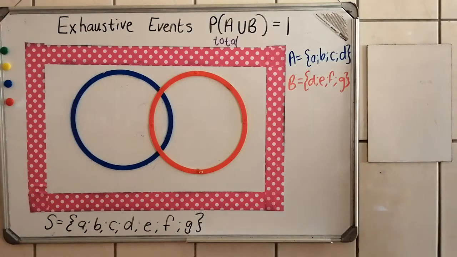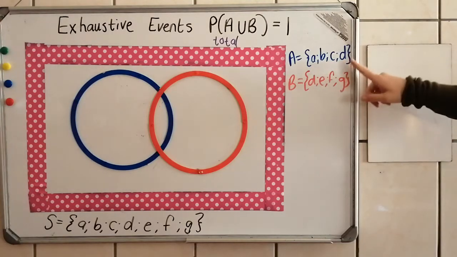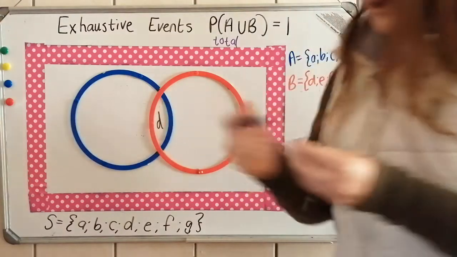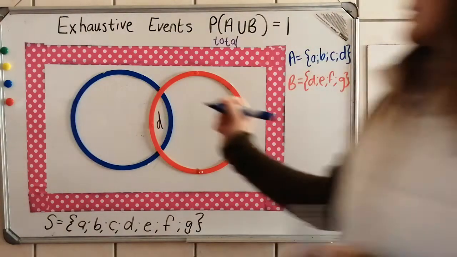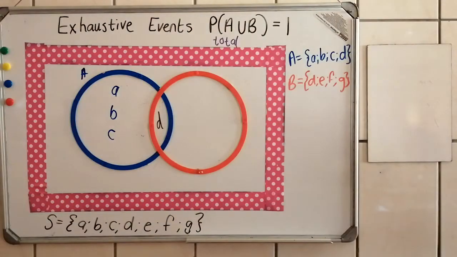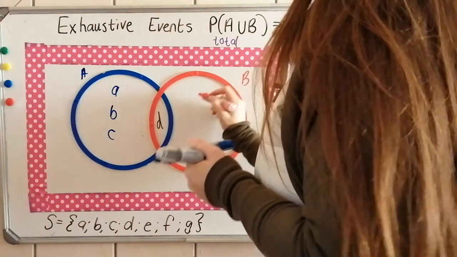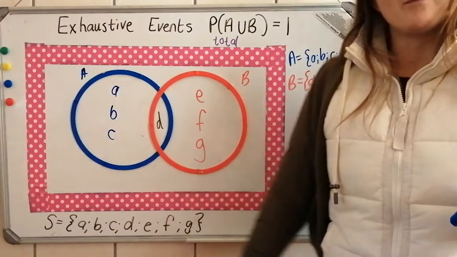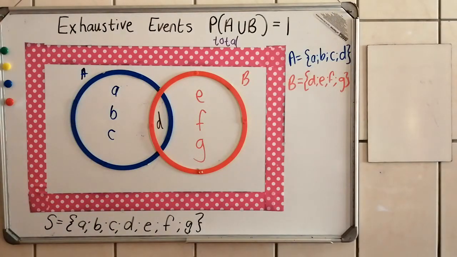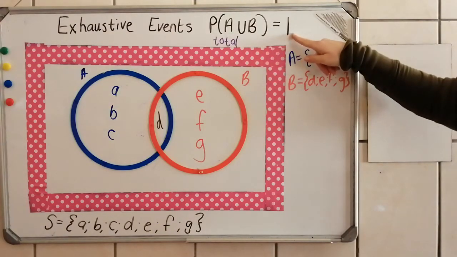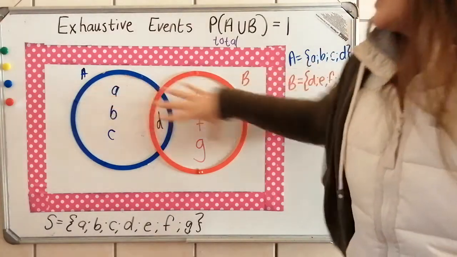So now an exhaustive event can also look like this. Exhaustive events can also overlap. They can also use up the whole sample space, even with an intersection. So now I've just changed it that they have D in common. So D would go in my intersection, and my event A would just be A, B, and C, and my event B would be E, F, and G. I've still used up my entire sample space. I've exhausted all my options, okay? And the probability of their union in total is still 100% because I've got 100% in each of my circles.